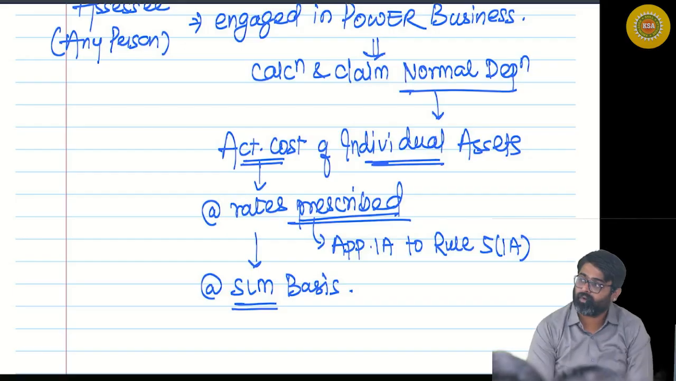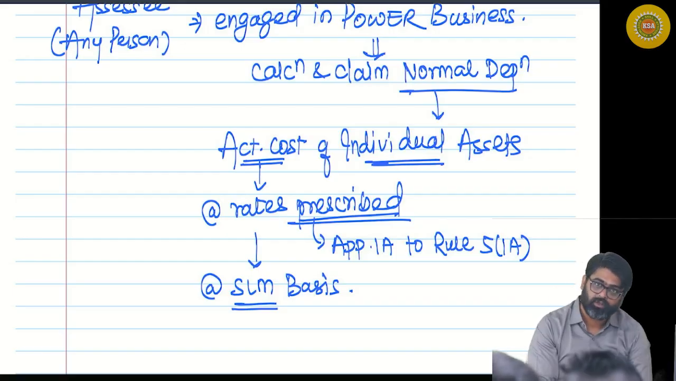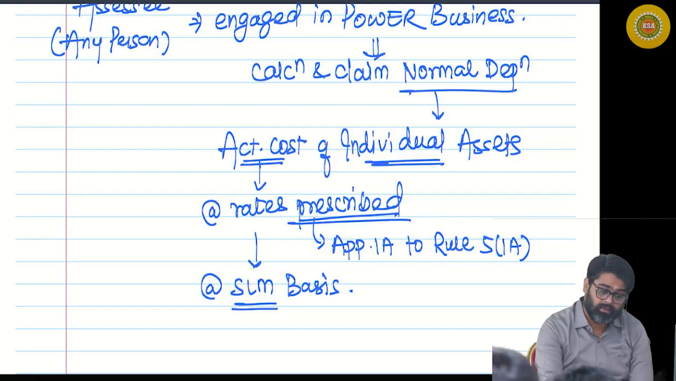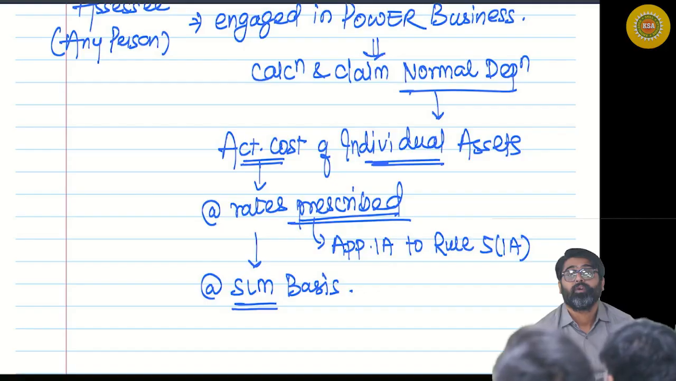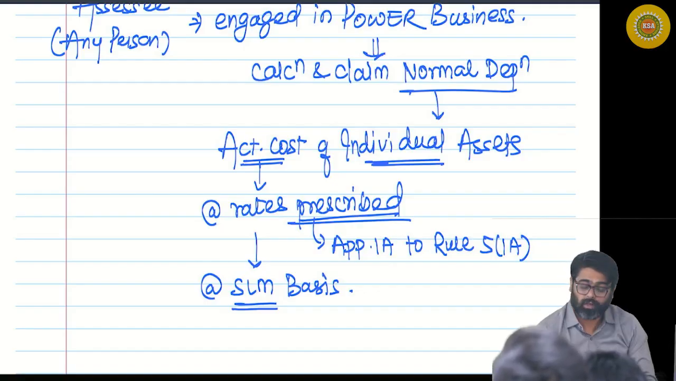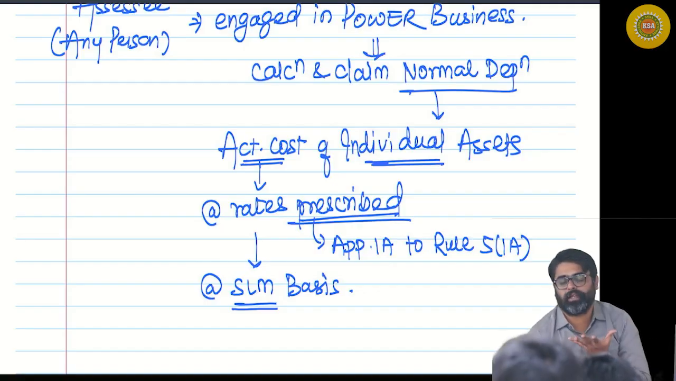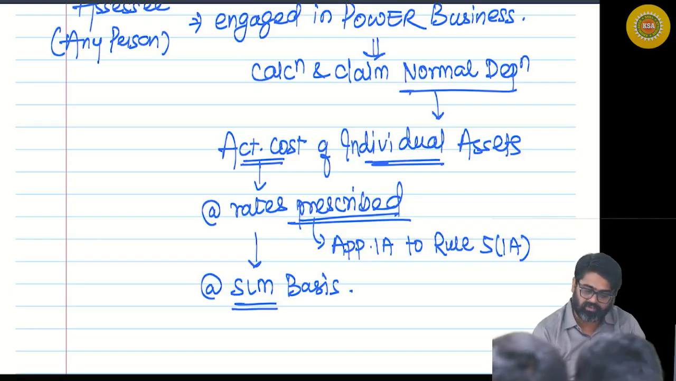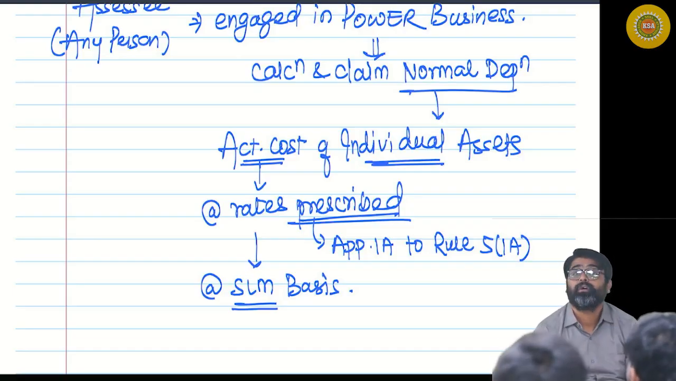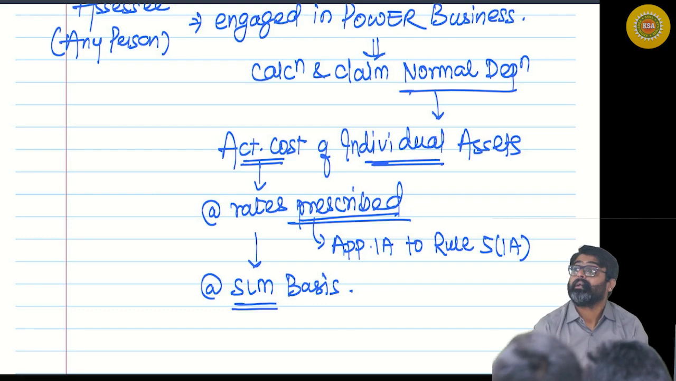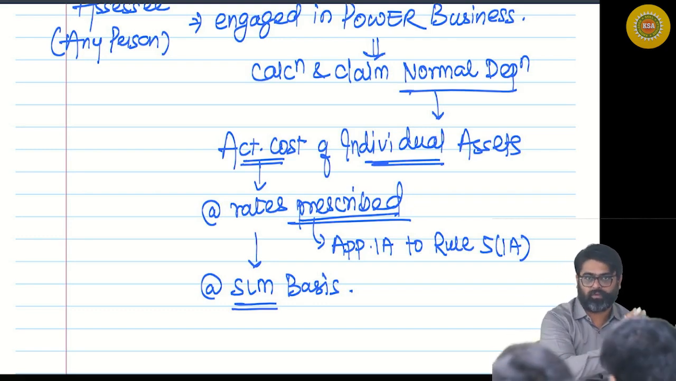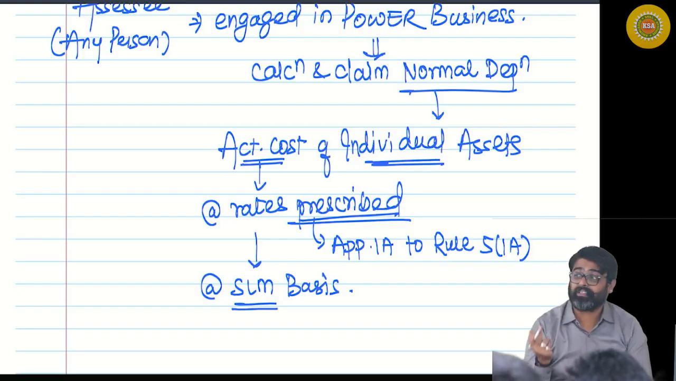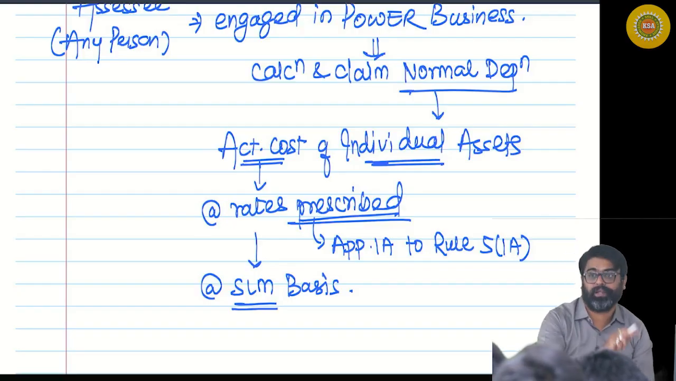But this manner is given for whom? All assessees doing any business, any profession, or only the assessees engaged in power business, power generation, power distribution, power transmission? So your business is power business. In your business, are you using some assets? Every asset. For every asset, the depreciation has to be calculated separately. The calculation of depreciation will happen asset wise.